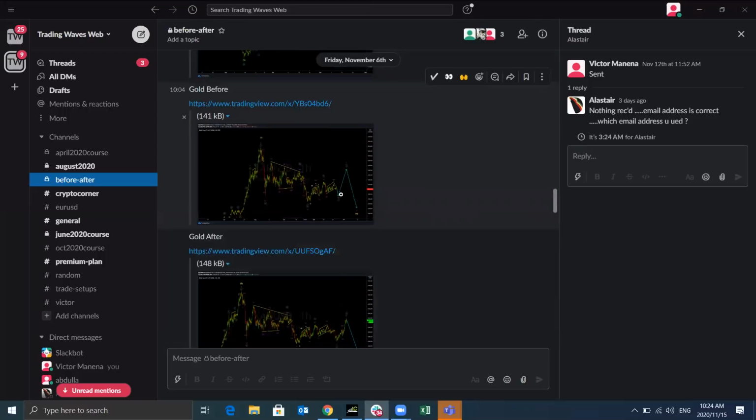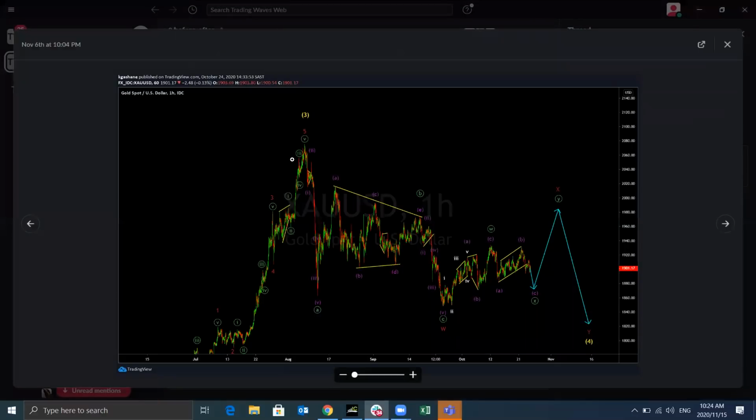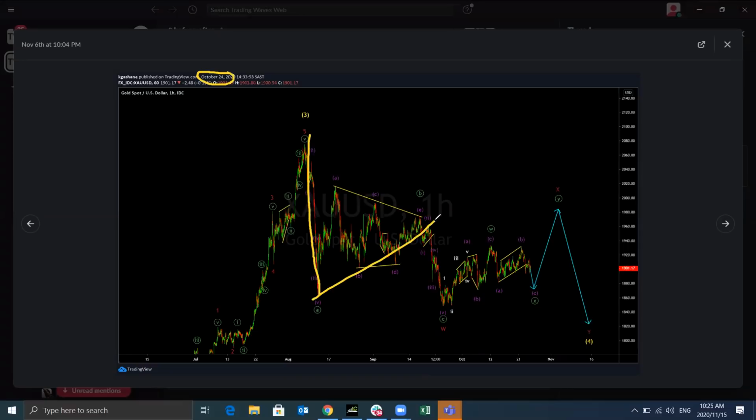Now, this is the gold chart. Amazing. This is amazing because look at the date. This was the 24th of October. The US election started on the 2nd of November. Now, this is the chart that we had before the elections. We have been analyzing gold for a couple of weeks while it was building this structure. We identified this triangle that you see here. We identified that this move was going to come down here.